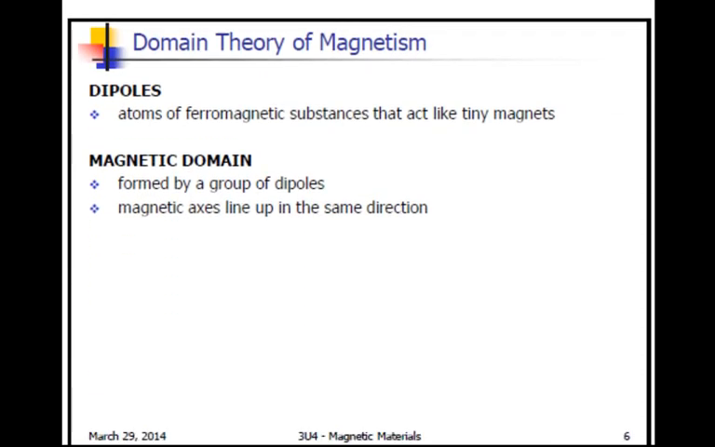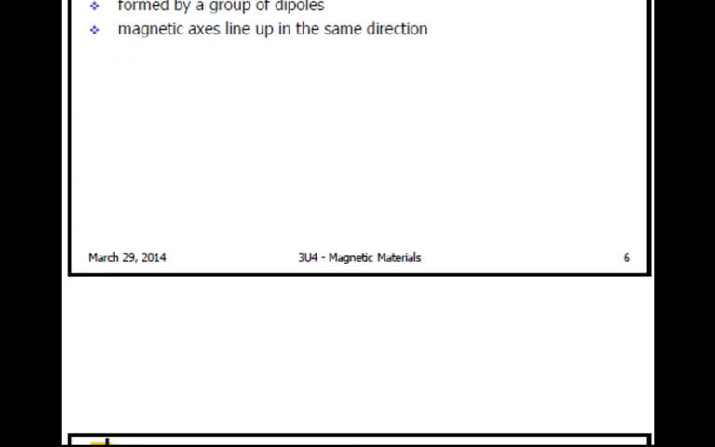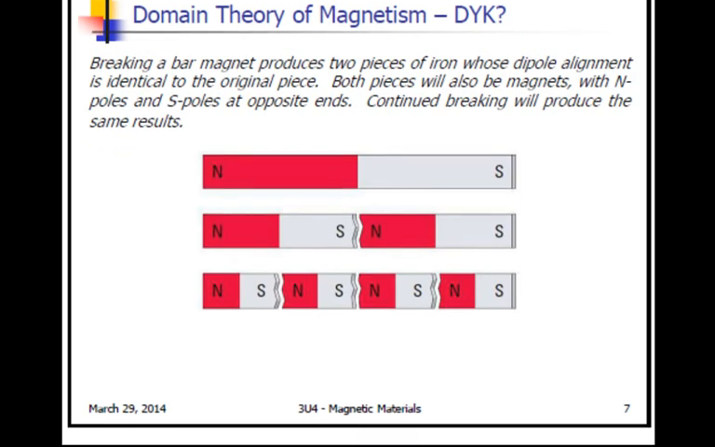So let's write this down here. Dipoles are atoms of ferromagnetic substances that act like tiny little magnets. When we have a whole group of them, we call that the magnetic domain. And if we can get them all to line up, then we end up having a magnetized material.